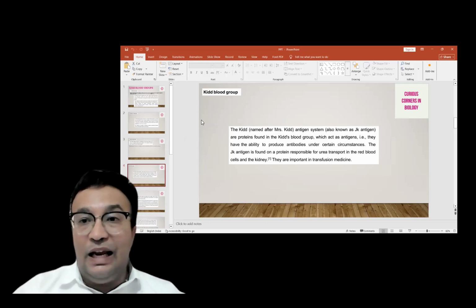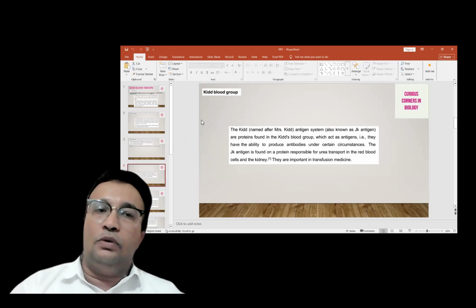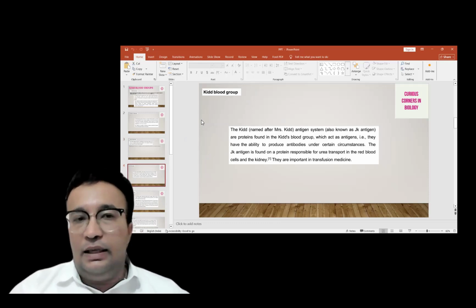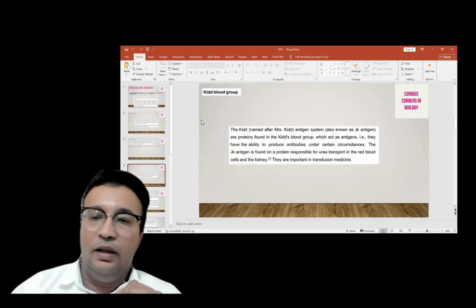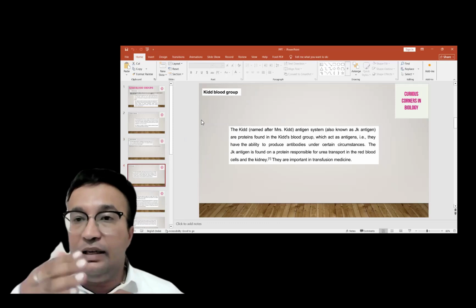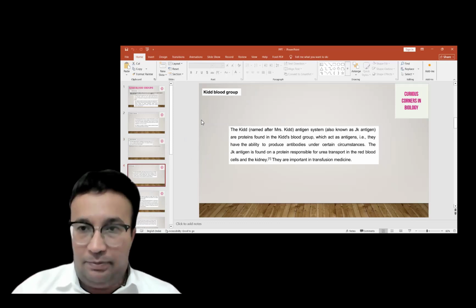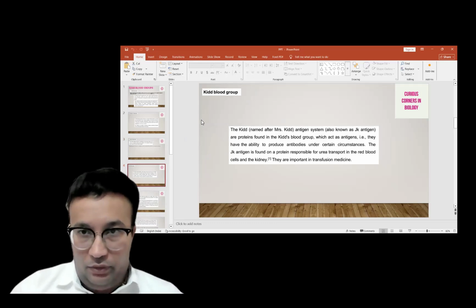Then we have the KID blood group. Now, an interesting thing about this blood group is that there is a rare phenotype associated with it, and that is called the KID null phenotype. Okay.